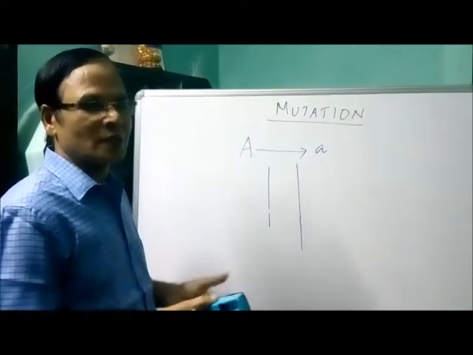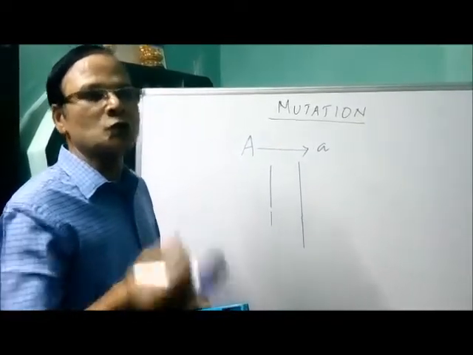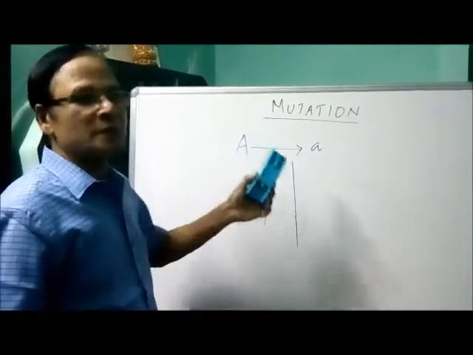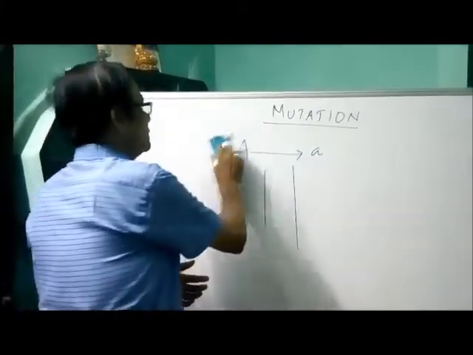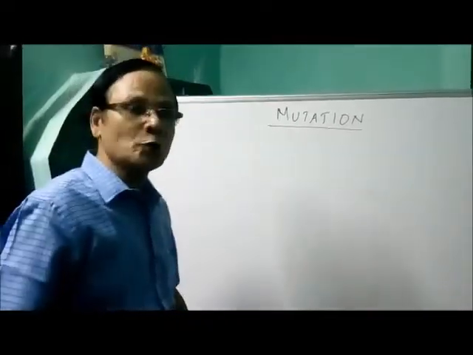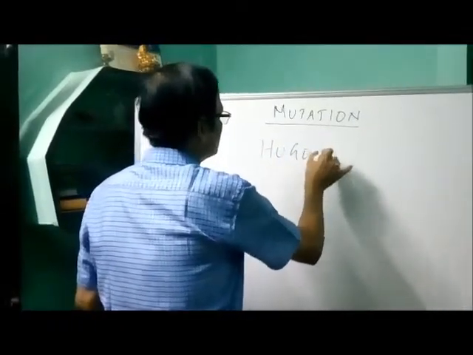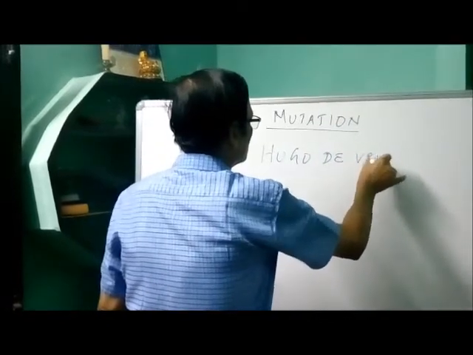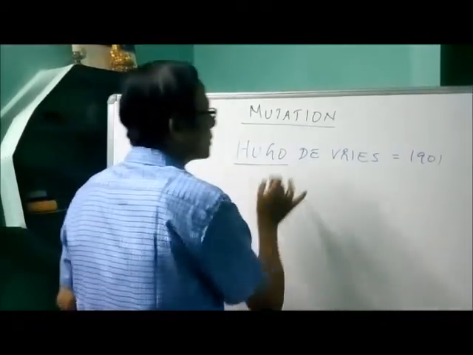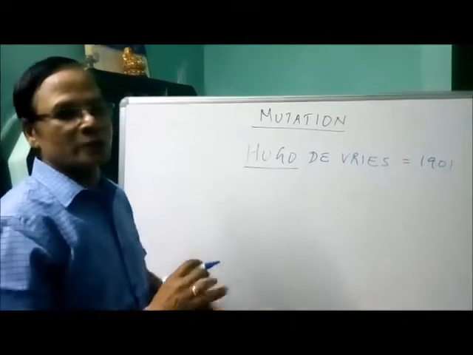All of a sudden changes occur. So what is happening? The external phenotypic expression is also changed. The external visible appearance is also changed because of sudden change. Now, who coined the term mutation? The theory of mutation was proposed by a Dutch scientist, Hugo de Vries, in 1901. So he only coined the term mutation and also proposed the theory of mutation.